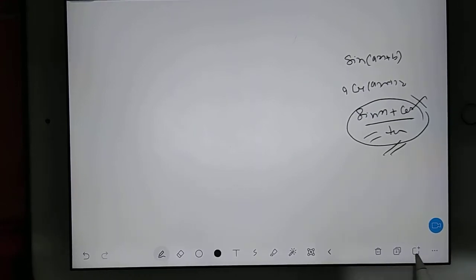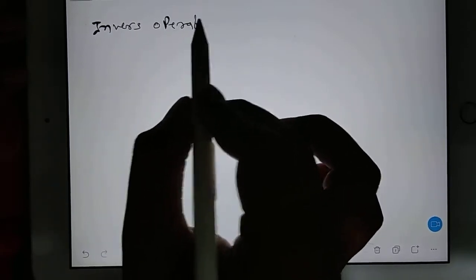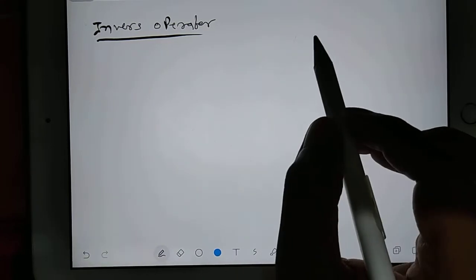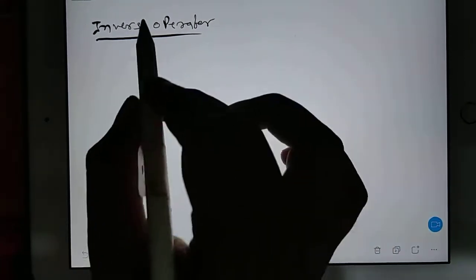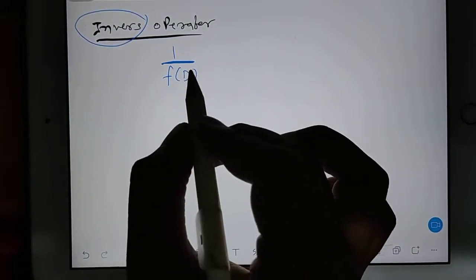So now I'll change the page. Take down, this is the first topic. There is something called the inverse operator. Now first you understand what the definition of this is. Actually it is an inverse, right? So it will look like this: 1 by function of D.